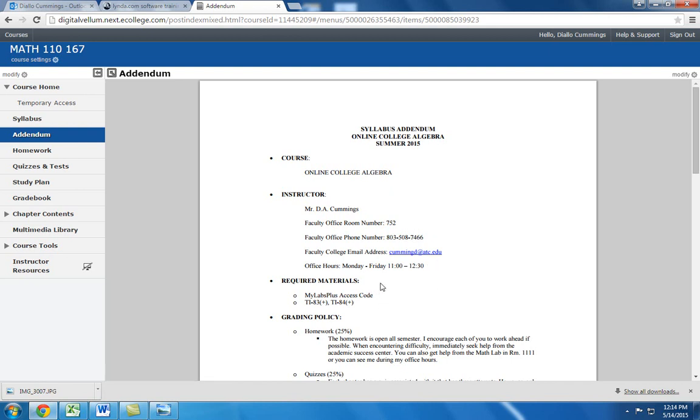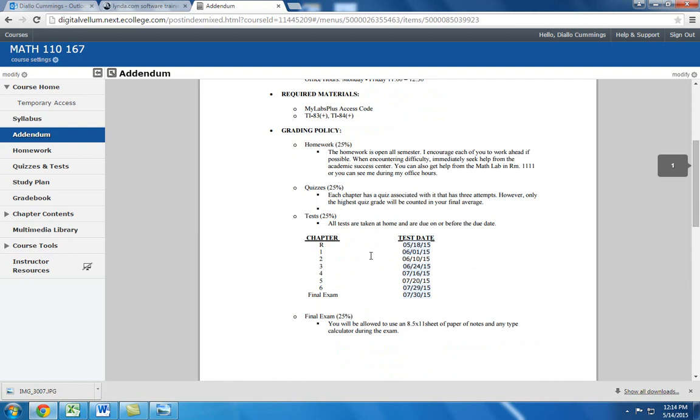Again, we have the required materials, which are My Math Labs Plus access code, which you can purchase online. You can also purchase it from the bookstore, or the calculators as previously mentioned. The grading policy for the course, there's only 4 categories. The homework, which is worth 25%, the quizzes are worth 25%, the tests are worth 25%, and the final exam is also weighted at 25%.